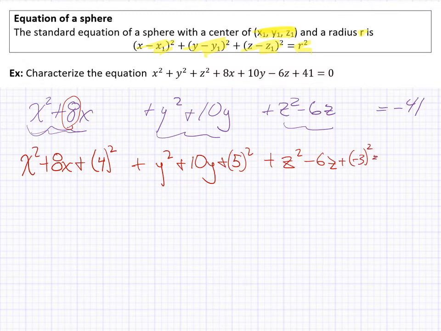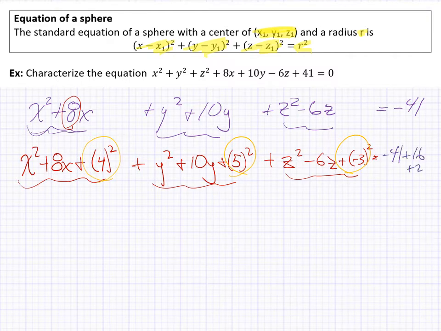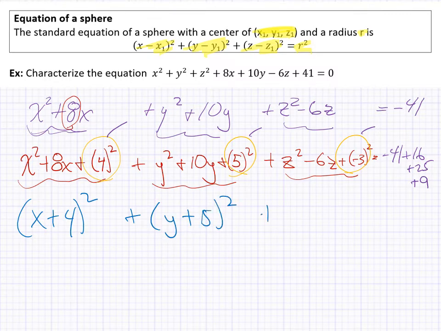What that allows me to do here, here, and here is to factor each as a binomial. But I can't just start adding these pieces into the left side of the equation. I also need to add them into the right side of the equation. So I had a negative 41. To balance it out, I'm going to add a 16, a 25, and a 9, which is basically what these are. Now this will be written as (x + 4) squared, this as (y + 5) squared, and then (z - 3) squared equals negative 41 plus 16 plus 25 plus 9. That gives me what? 16 and 25 is 41. With the negative 41, they cancel, so I'll just get 9.